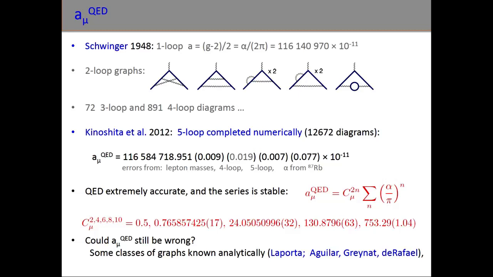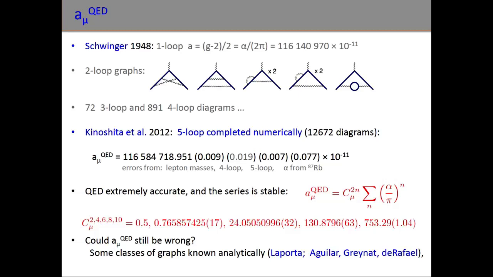Two loop graphs still fit on one line. At three loop, you have already 72. At four loop order, 891 diagrams. You have seen a sample of the five loop ones. And that's then the number Kinoshita and collaborators came up with. And let's just see where the errors come from. So this is a fantastically precise number, specifically when you are looking at the errors that come from the theory here.